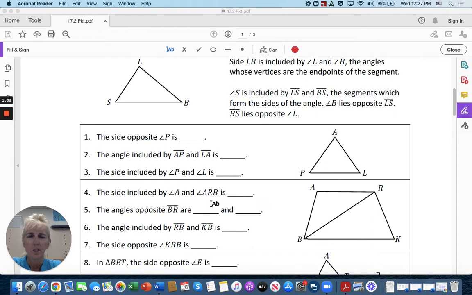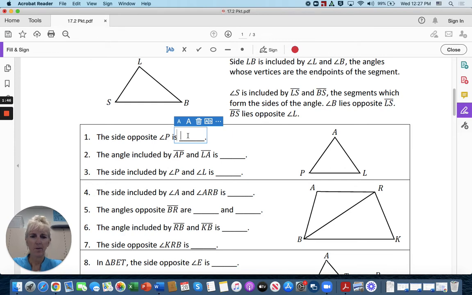Okay, so we fill in this part, the side opposite angle P. So in other words, if you were sitting in this corner, where would you be looking out at? And that would be AL. Okay, and make sure you put a bar over here that shows that it's actually a line segment.